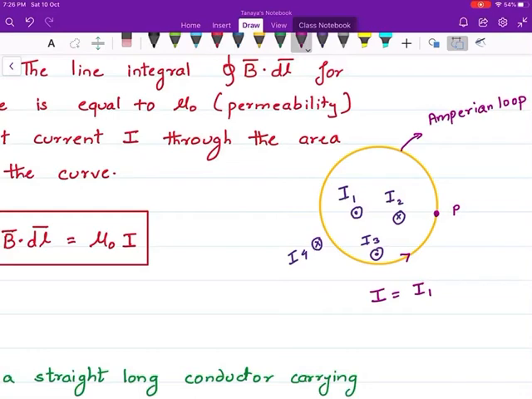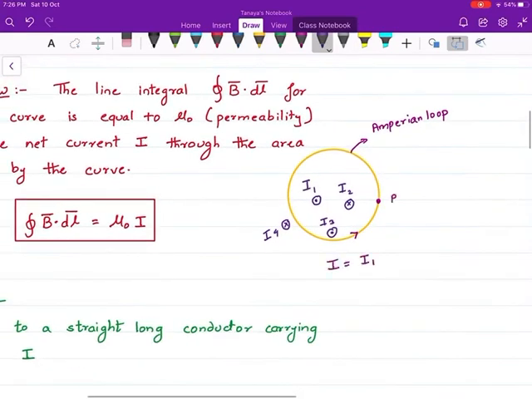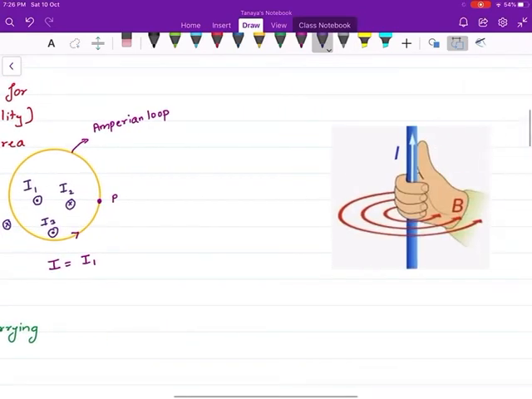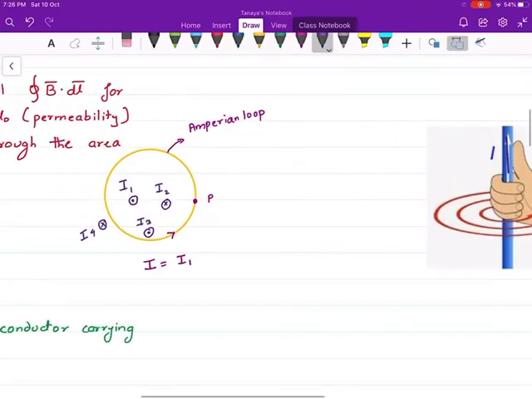Should I take plus I1 or minus I1? It depends on the magnetic field produced by this I1. What is the direction of magnetic field produced by I1? By using the right hand thumb rule: if the current is coming out, the direction in which the fingers curl gives us the direction of the magnetic field. Since I1 is coming out of your screen, the field direction matches the direction in which we are traversing the loop. So I take it as plus I1.